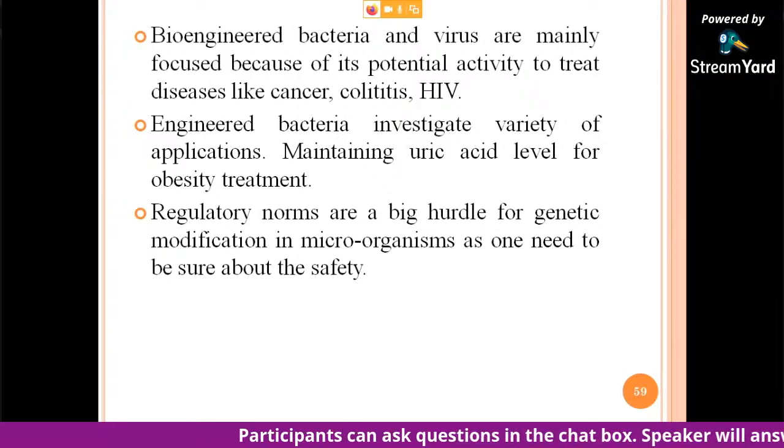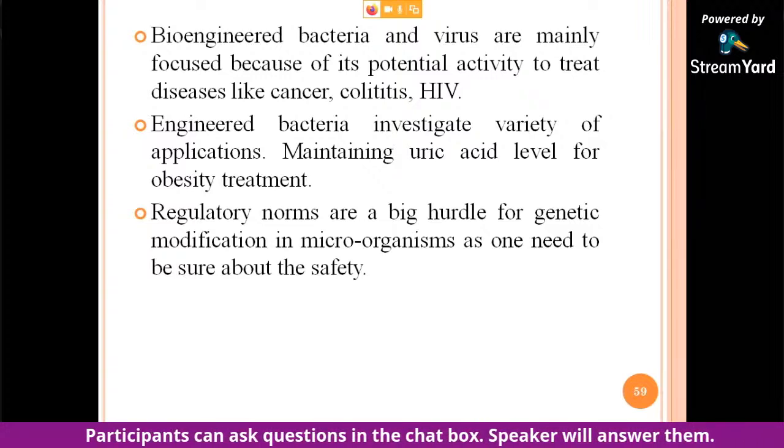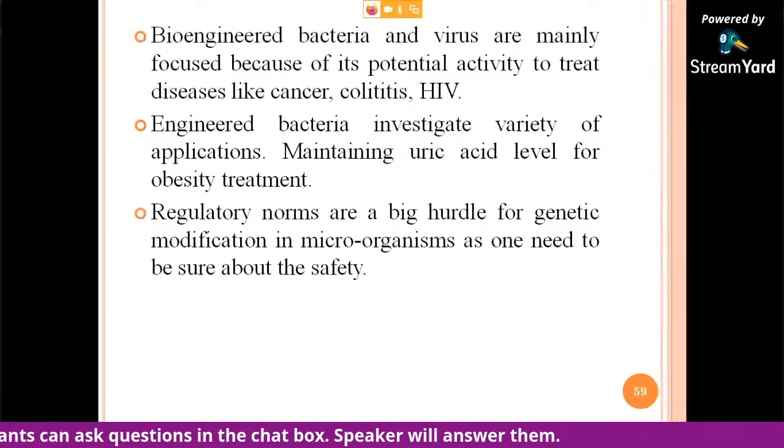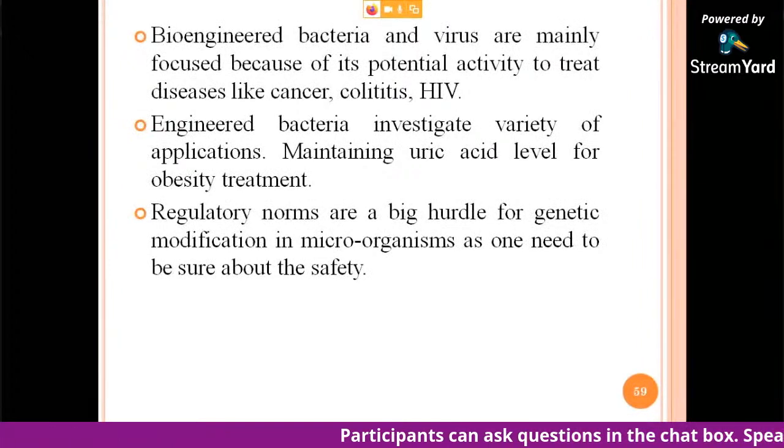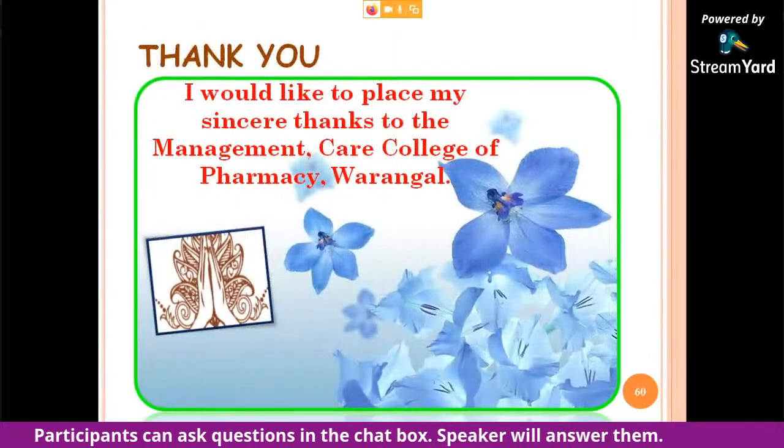Regulatory norms are big hurdles for genetic modification in microorganisms, as one needs to be sure about the safety. Safety, patient compliance, and cost are a few factors when we develop this. Similar to this, back to the drug delivery system.